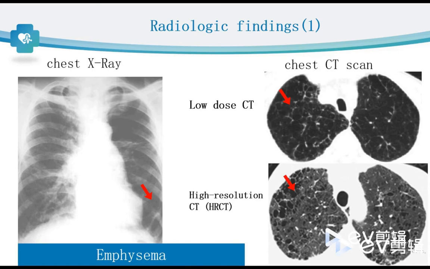CT scan. As the picture showing, we can find lots of black round areas in both lungs. Those are the emphysema. So, according to these three pictures, you need to remember that the X-ray or low-dose CT is not clear enough for emphysema, and the HRCT is the best radiologic examination for emphysema.